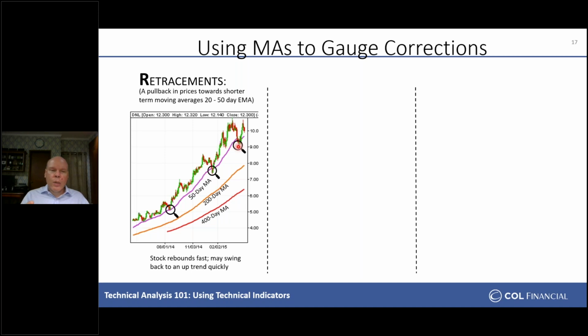But since you're looking to jump on the bandwagon here, as an uptrend is quite forceful, you will wait for these pullbacks to the 20 or 50-day moving average. A rebound from that area will give you an opportunity to buy it.